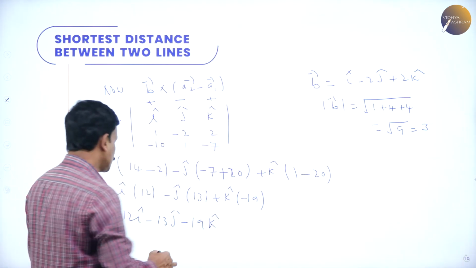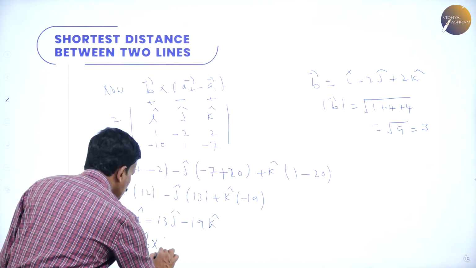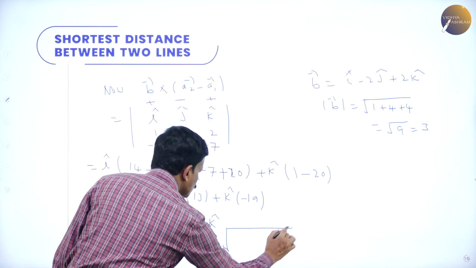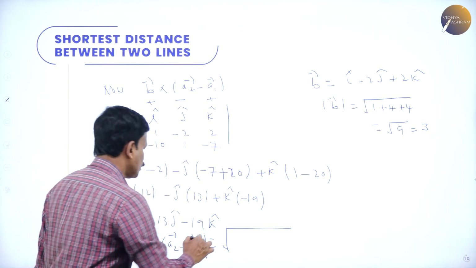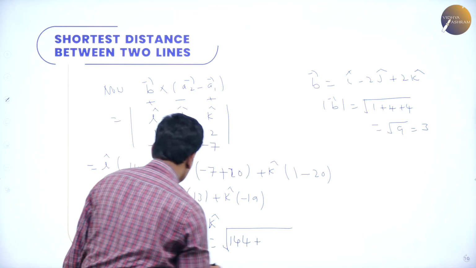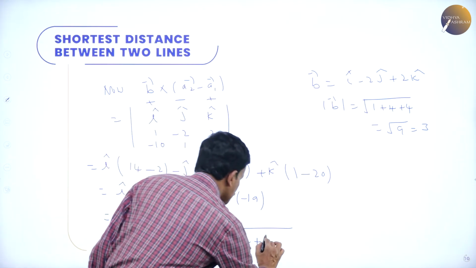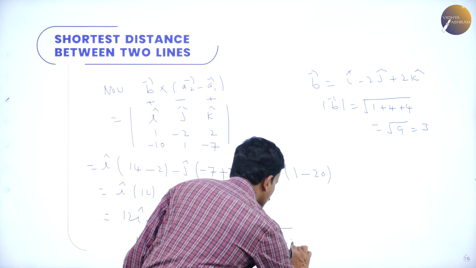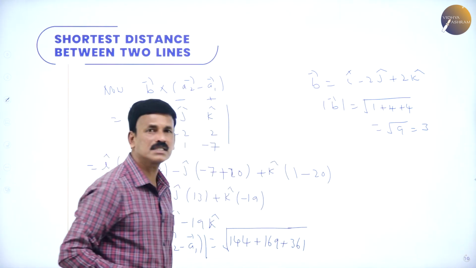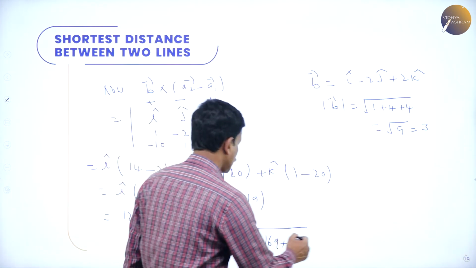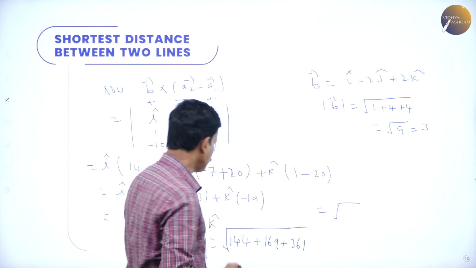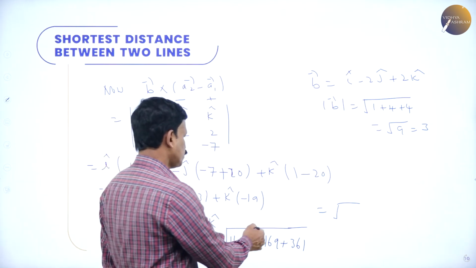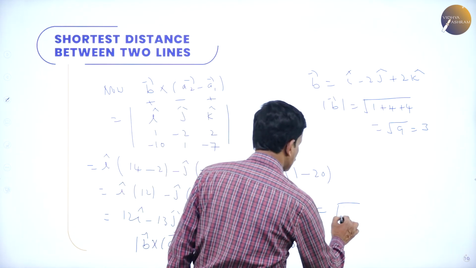Now find the length. The length of B cross (A2 minus A1) is the square root of 12 squared, 144, plus (−13) squared, 169, plus 19 squared, 19 into 19, which is 361. Simplify this: 144 plus 169 plus 361 is 674.